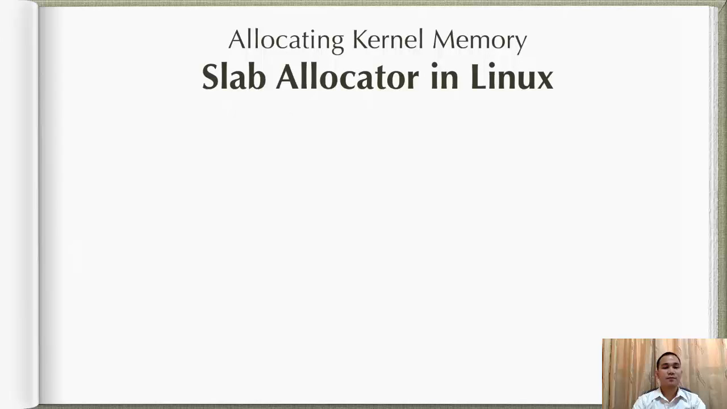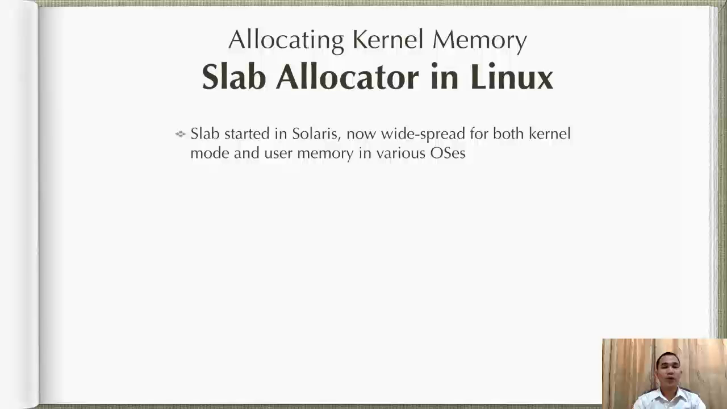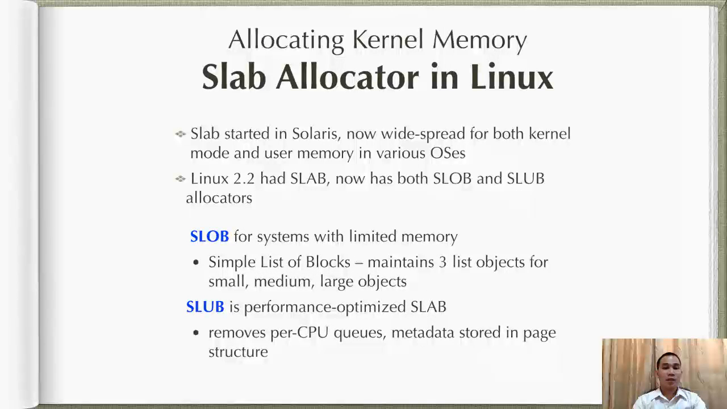More with Linux. By the way, slab started in the Solaris 2.4 kernel, but is now widespread for both kernel mode and user memory in various operating systems. In Linux 2.2, it had slab, but now has both SLOB and SLUB allocators. SLOB is for systems with limited memory, and SLUB is the performance-optimized SLAB.